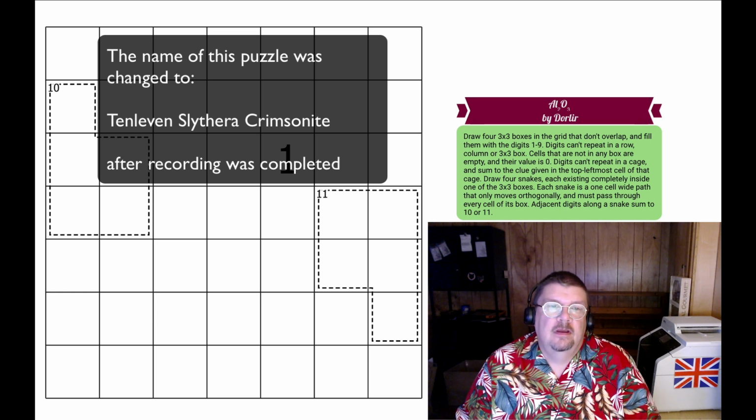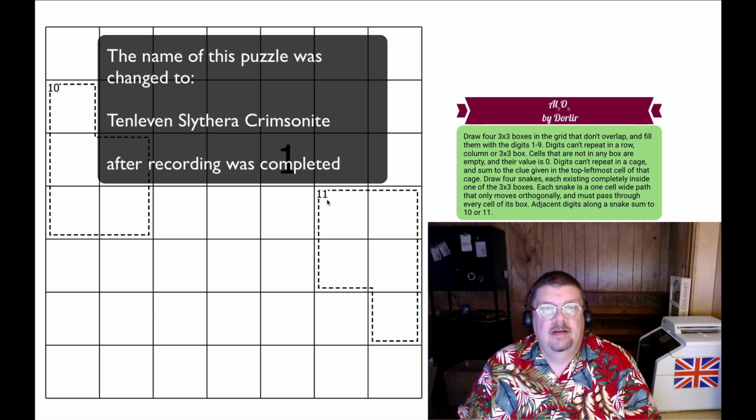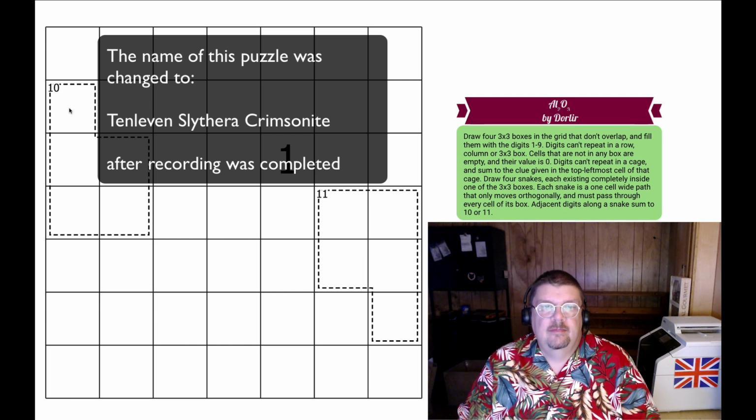A few notes on the puzzle, from my understanding, this puzzle was created to celebrate the first birthday of Dorlir's son on today, the 10th of November. So we have a 1 and an 11 and a 10, and also in the rules there's 10 and 11, which we'll get to in a bit.